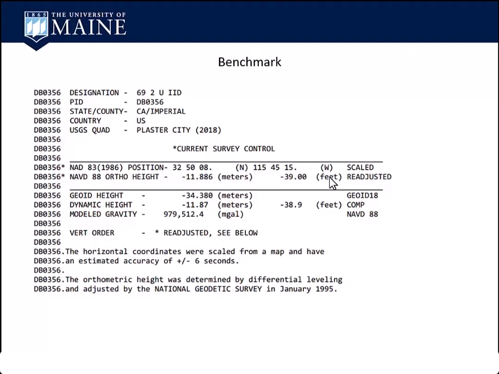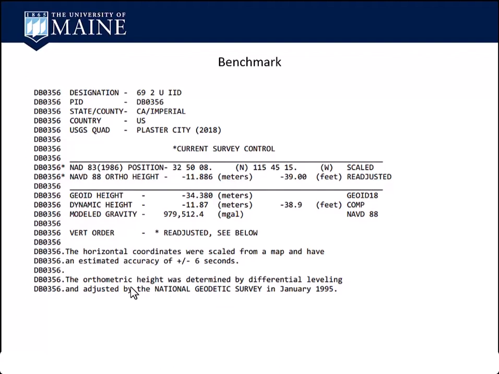Readjust it. So look at this and make sure it's what whoever you're working for wants. But if you're looking for vertical control that was tied to a datum by leveling, you have to see this, because it could say it was determined by GPS observation. That may not fit the specification. You have to read it.